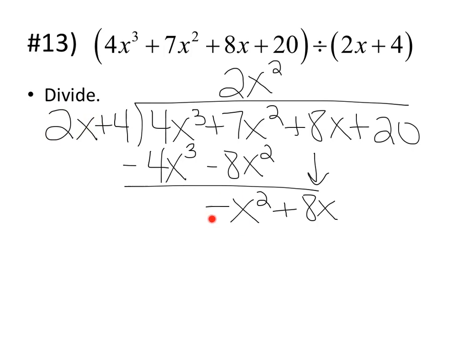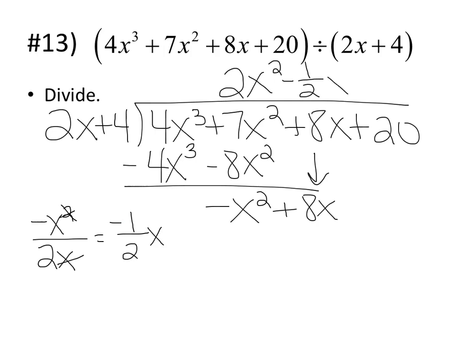2x times what gives me negative x squared? So let's do the process we just learned. We're going to put negative x squared over 2x. Okay? So this x cancels one of these x's, and you're just left with negative 1/2 x. So negative 1/2 x is what you're going to put up here. See how handy that tool is to have when it's not so obvious what you're doing?